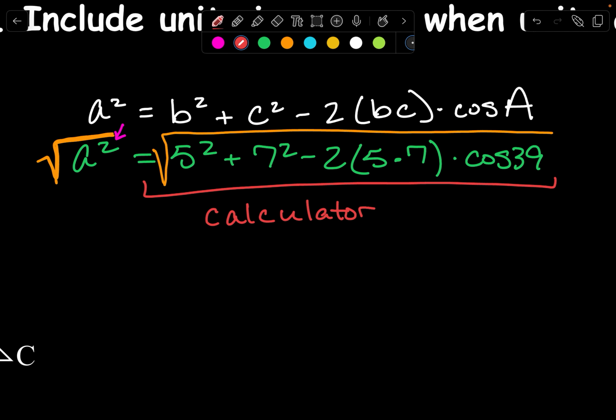You need to make sure it's in degree mode, and you need to make sure you type it in exactly like this. So everything needs to be under the radical. These parentheses need to be here. You want your calculator to do everything in the correct order of operations. And when you do this, you get a solution of 4.427. This is a side length, so we're going to leave it to the nearest thousandth, which is 3 decimal places.